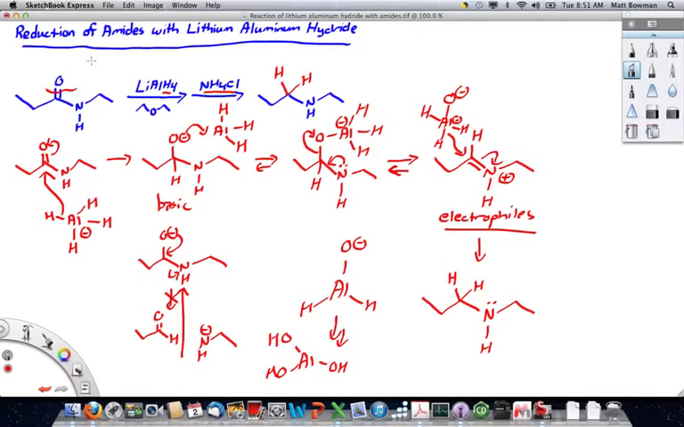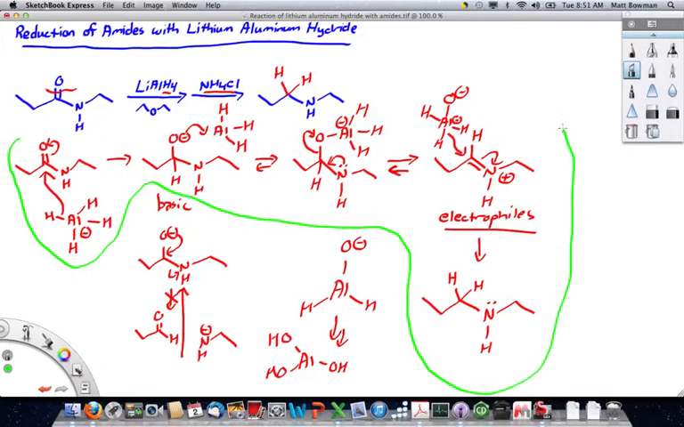Now for the mechanism of the amide, all you need to show is this. This is one of the few times in which you don't need to show the ammonium chloride acid workup step.